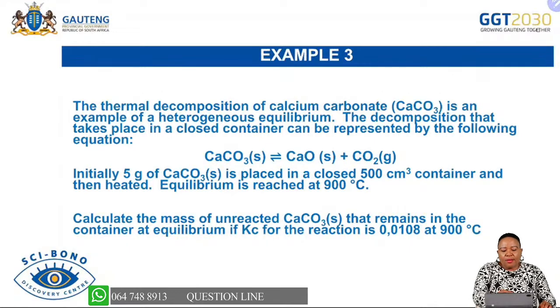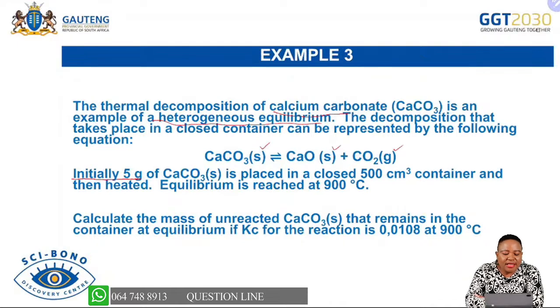Okay, as I said, it's not that you will always calculate a Kc. Like in this example, the thermal decomposition of calcium carbonate is an example of a heterogeneous equilibrium. I think we know what we mean by a heterogeneous equilibrium already. You can see here is a solid, here is a solid, but here is a gas. So the phases are not the same. So this is a heterogeneous equilibrium.